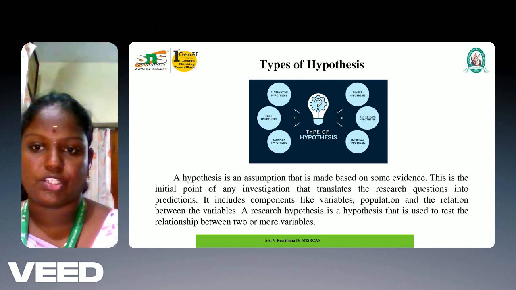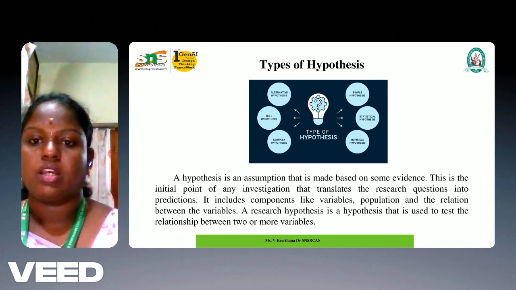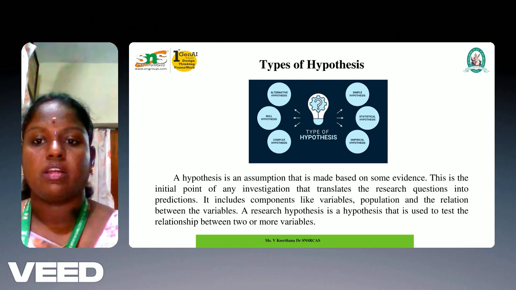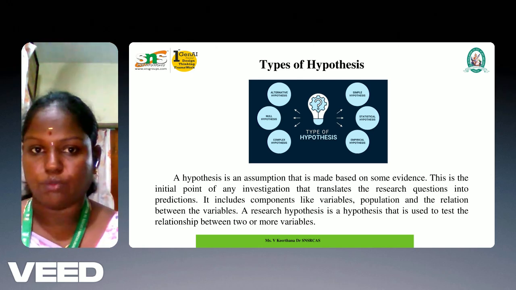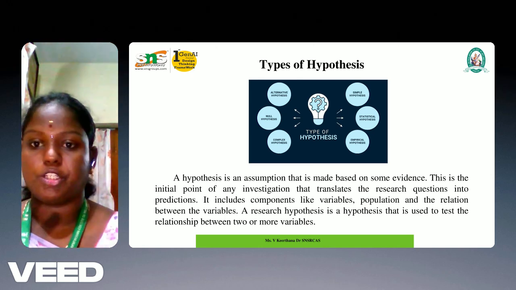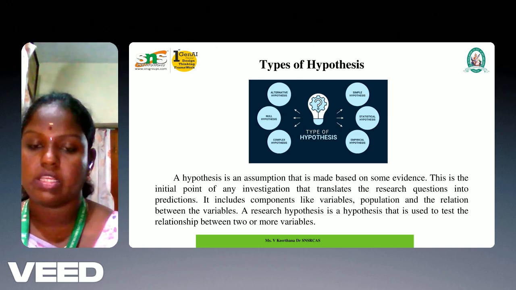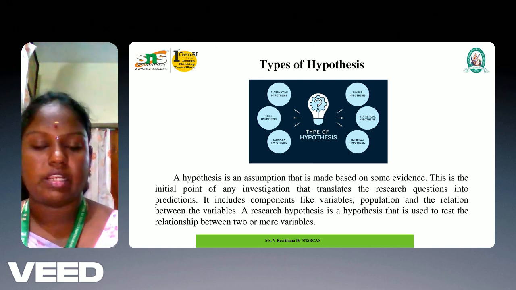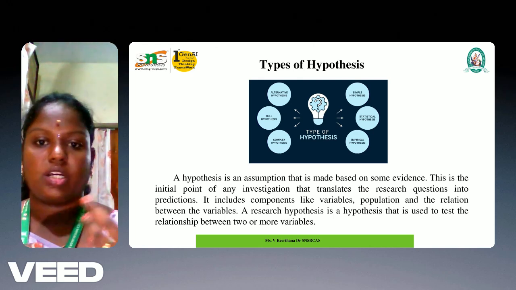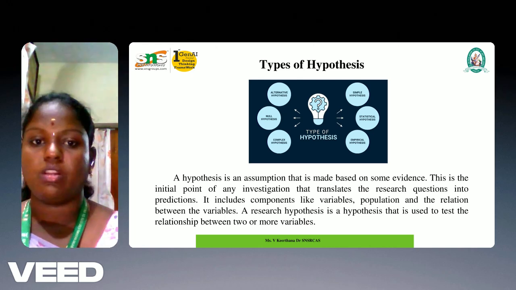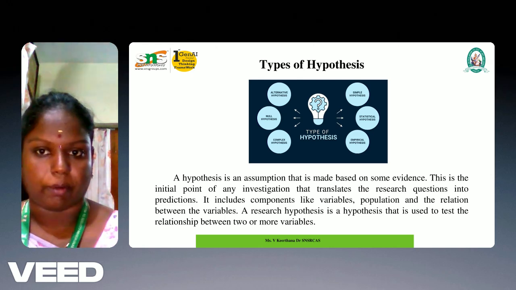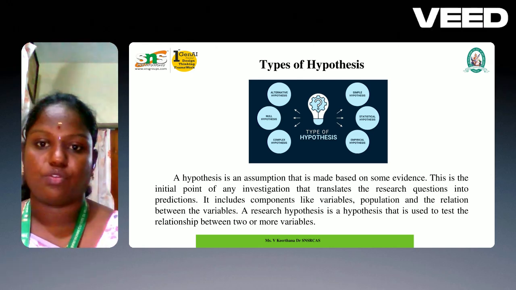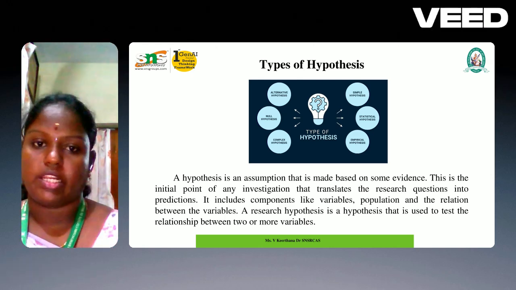Next is the non-directional hypothesis. It is used when there is no theory involved. It is a statement that a relationship exists between two variables without predicting the exact nature, that is, the direction of the relationship. So here we cannot predict or assume what is going to happen. So it is non-directional, and we cannot direct the relationship.